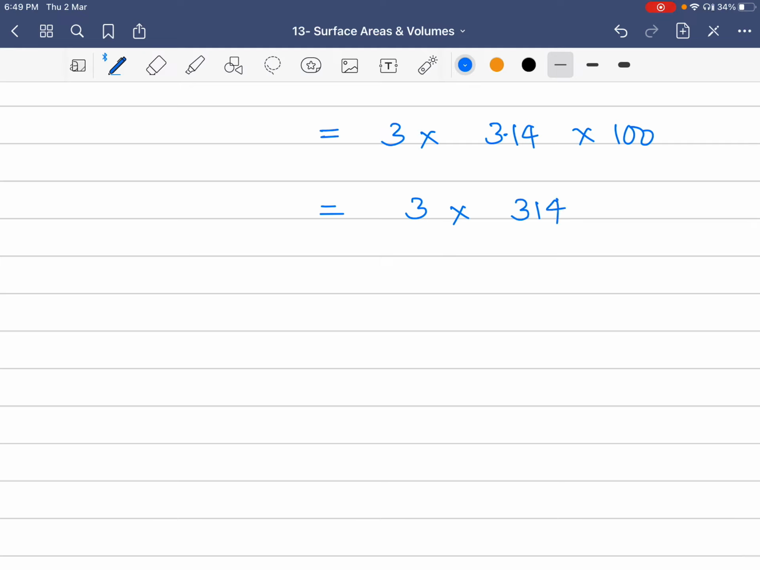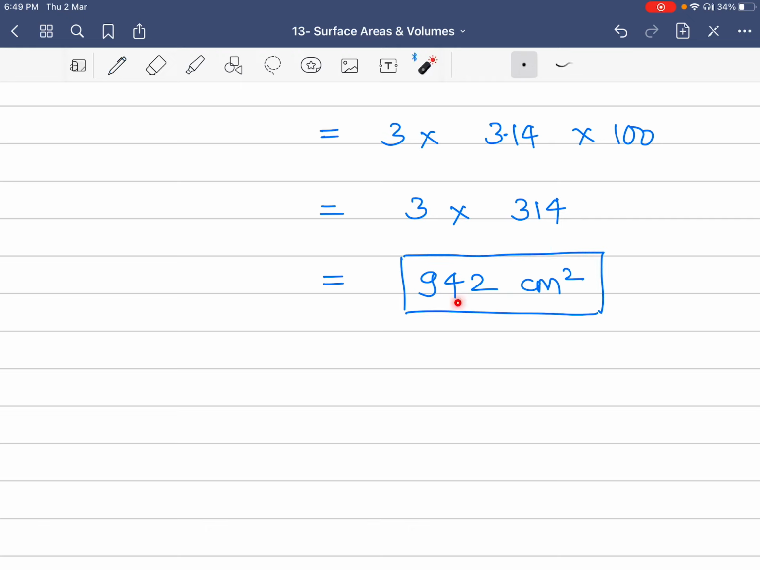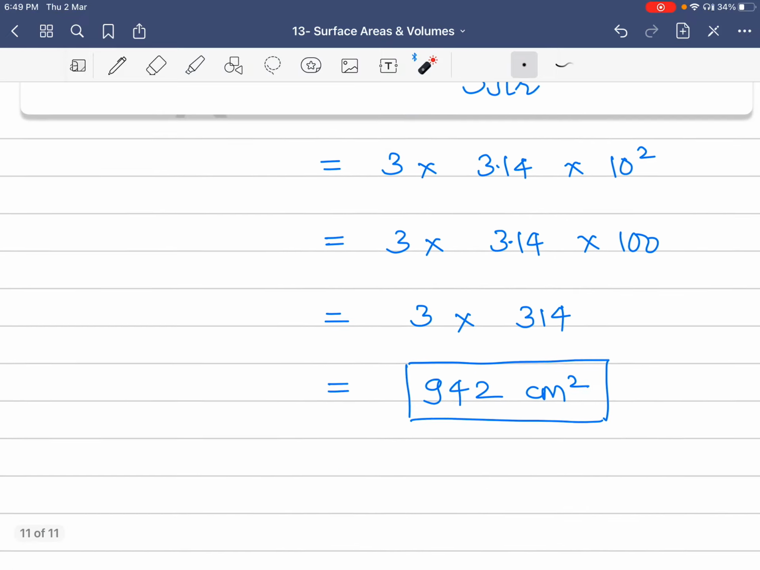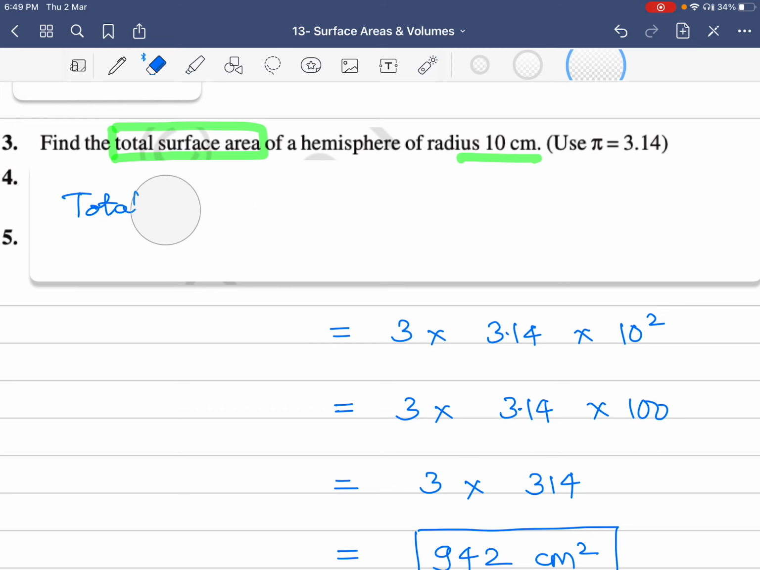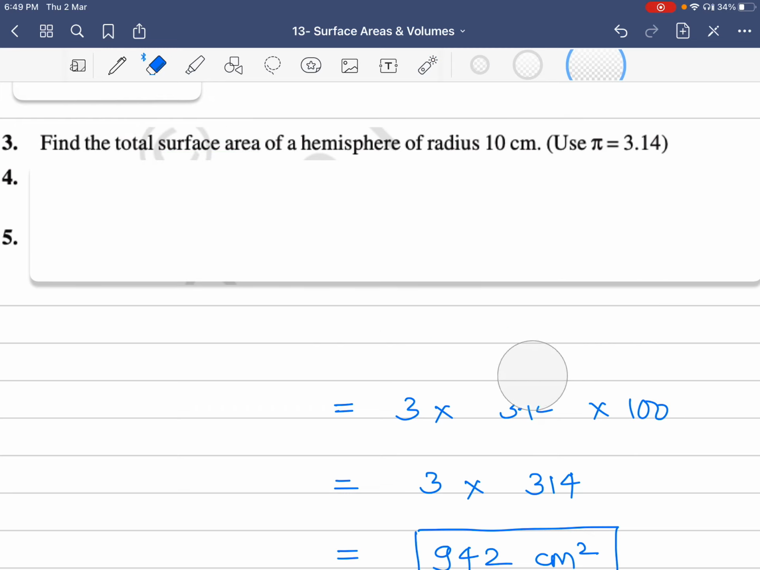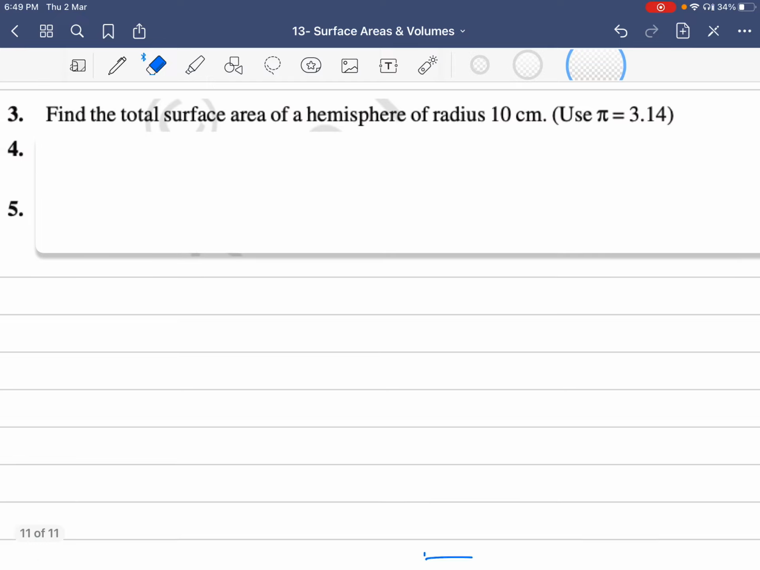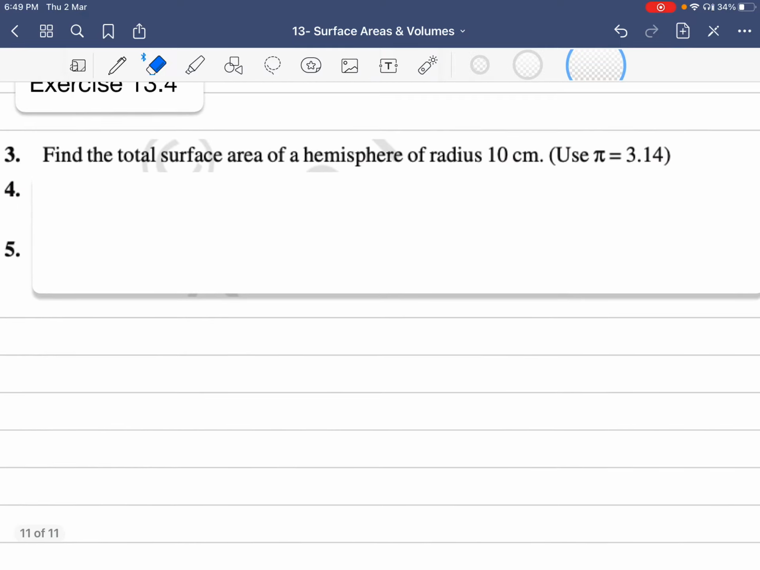So that is equal to 3 into 314. 4 3s are 12, 1 carry, 3 1s are 3, 4, 3 3s are 9. 942 centimeter square. Unit is very important. Without unit, this is just a mere number 942. It has absolutely no sense. The units are very important. So 942 centimeter square becomes the total surface area of the hemisphere with radius 10 centimeter. Quite a simple and straightforward problem. There was nothing complicated in it, just straightforward use of the standard formula.